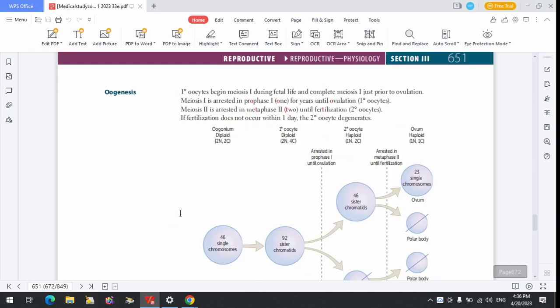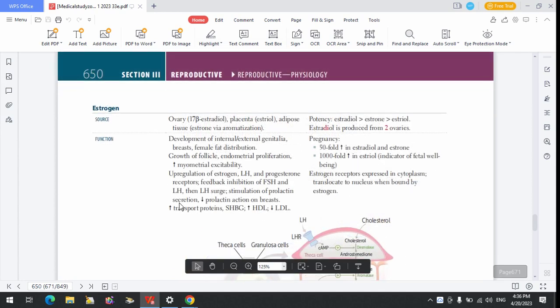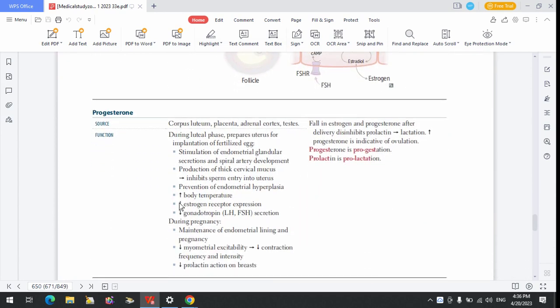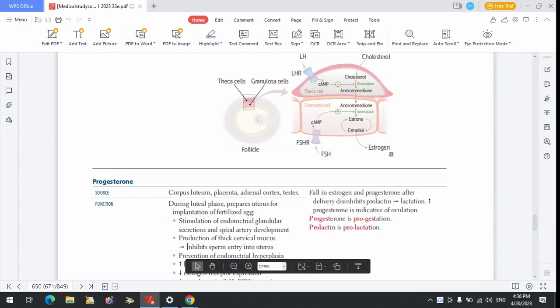Yeah, so this is it. I'm sorry about that. So those are the three actions of progesterone on pregnancy.